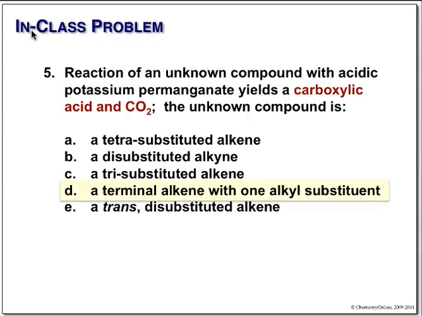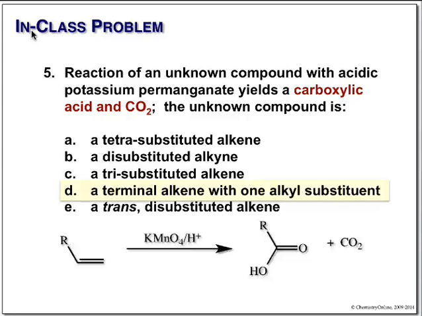So what we're dealing with is this. We must have a terminal alkene or alkyne. We must have at least one group attached to it on one side, because this is the one that's going to be the carboxylic acid. Our permanganate is going to cleave it right here. This carbon is CO2, and this one is our carboxylic acid.